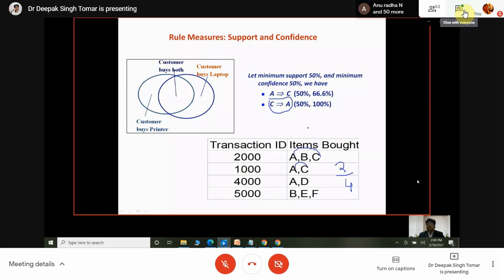It is again 50%. But when you take how many times A is occurring with the C.